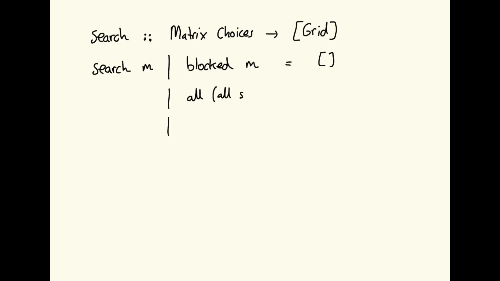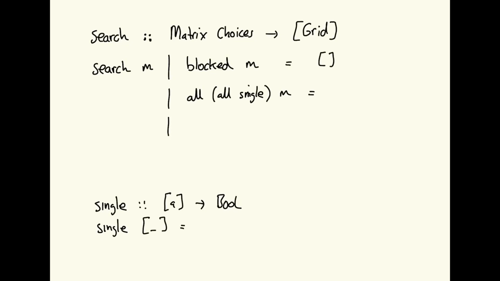Maybe we've also reached the point where we have a solution. So if every cell only has a single choice left, and I can define single down here, what single does is it takes a list of things and it gives you back true if there's only one thing in the list. So I could say if you have a list with one thing, and I'm here using the Haskell wildcard pattern down here, which is the underscore, if you have a list with one thing, I could return true. And if I have any other list, I return false. Okay, so this is the simple single property.